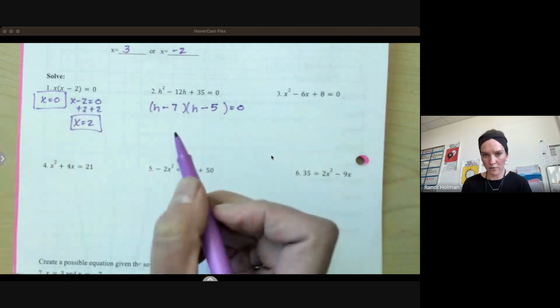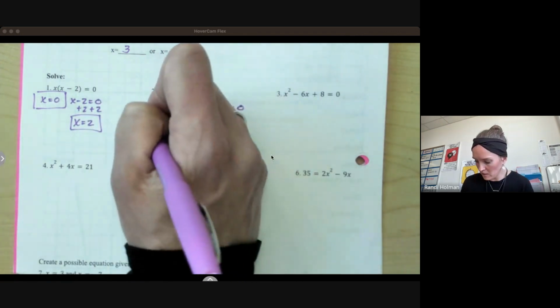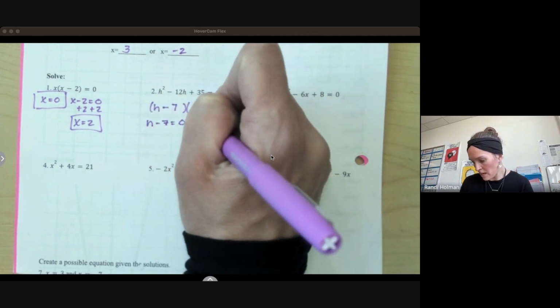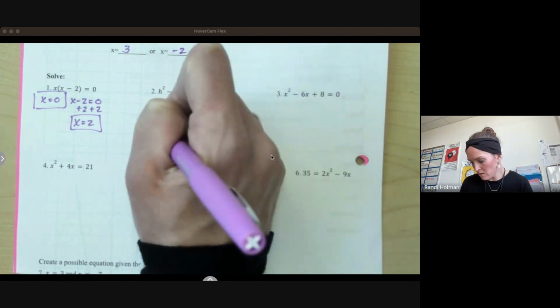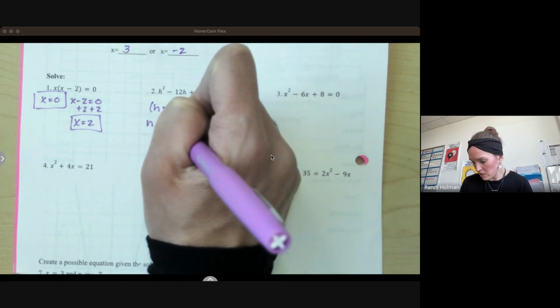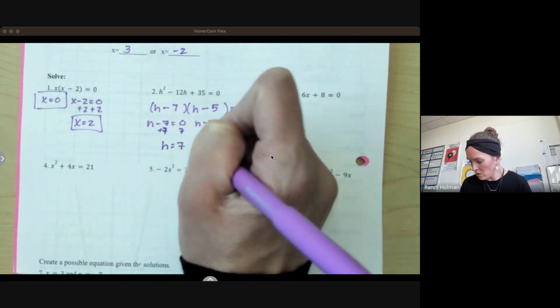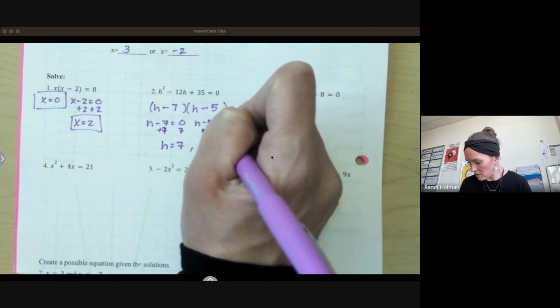Once we're in that factored form, now these two things are multiplying to be 0, which means either h minus 7 is 0 or h minus 5 is 0. Solve those much easier equations. We get h is 7 or h is 5.